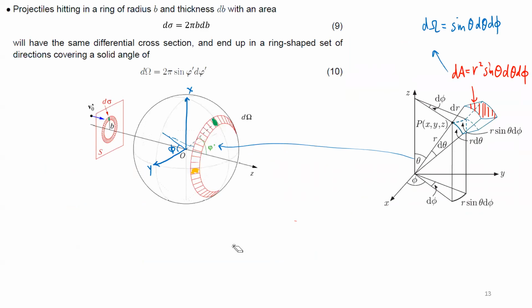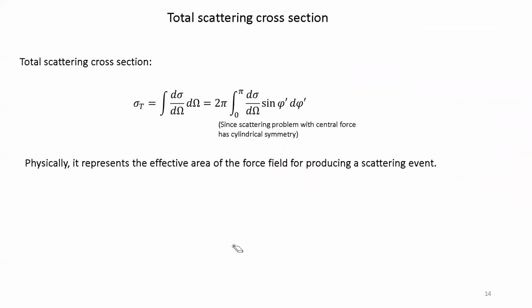Okay. So then, before I move on to actually do the example, I also need to tell you the definition of the so-called total scattering cross section. Okay. So the total scattering cross section is defined as the surface integral of this differential cross section.